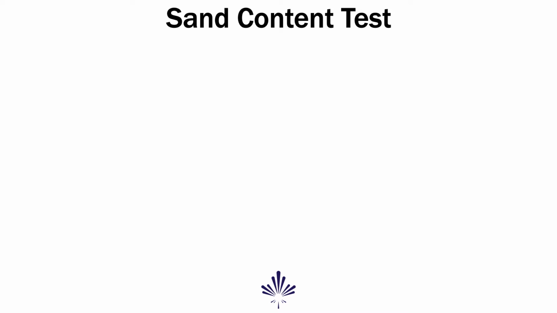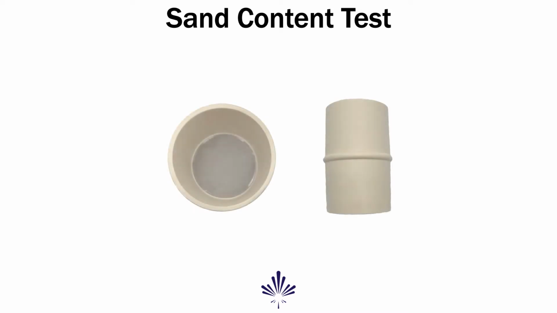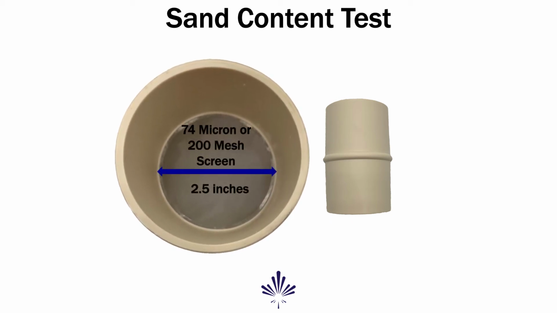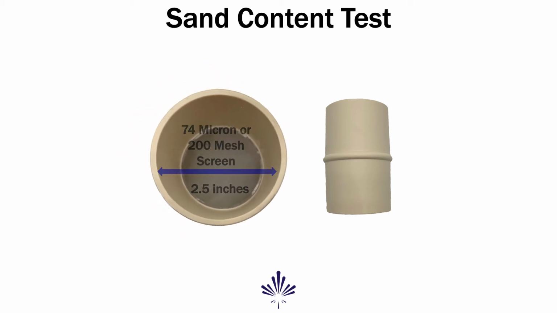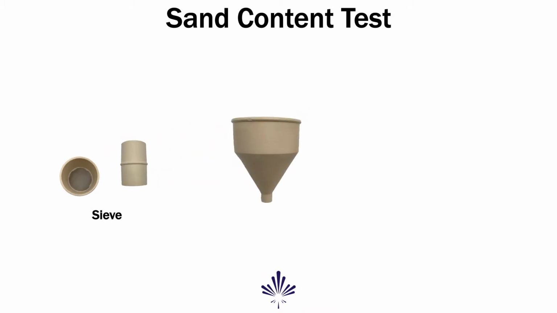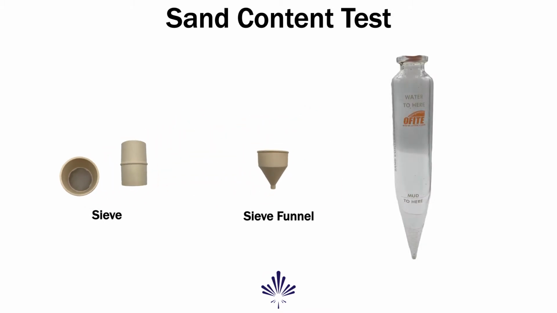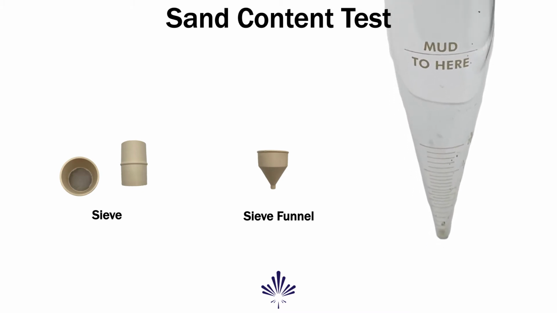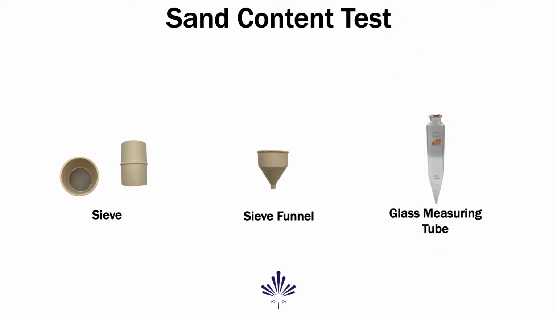The materials required for the sand content test are the sieve, which is 74 micron or 200 mesh, approximately 2.5 inches in diameter, a funnel to fit the sieve, and the glass measuring tube, which has markings to indicate the volume of drilling fluid and water to be added and is graduated from 0 to 20% in order to take a direct reading of the sand content percentage.